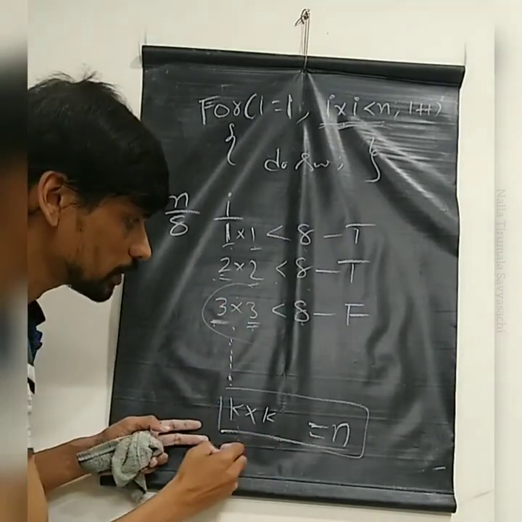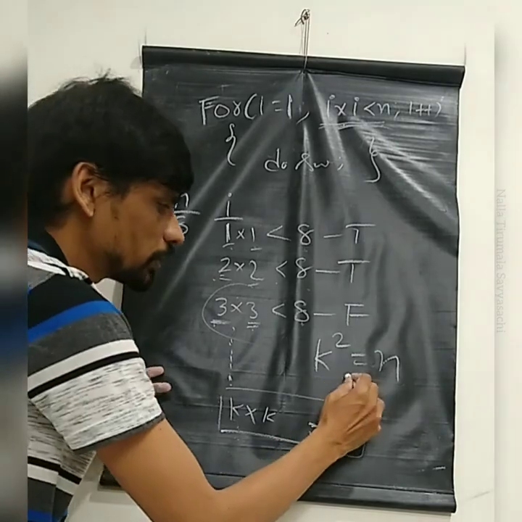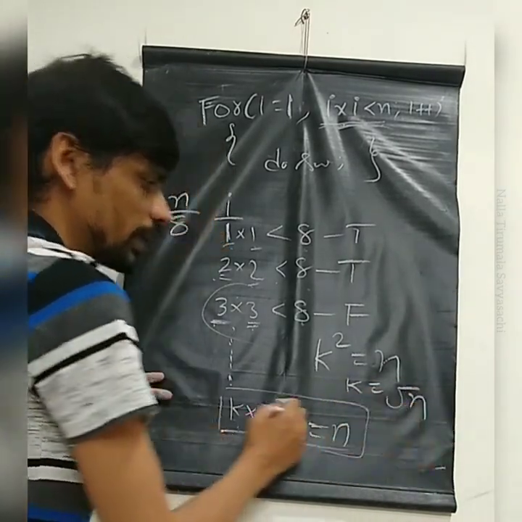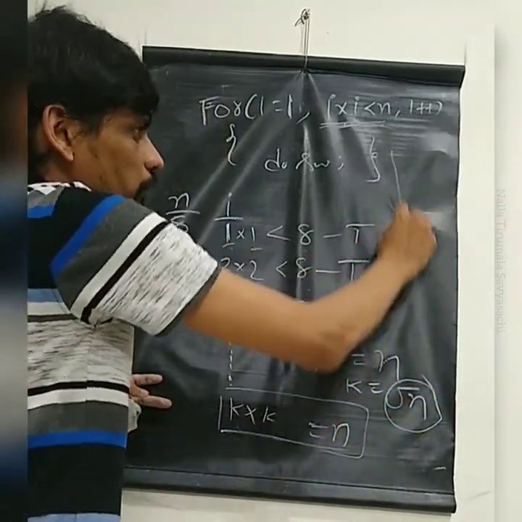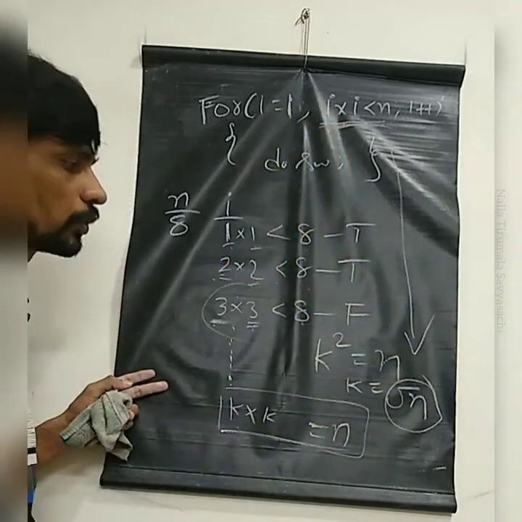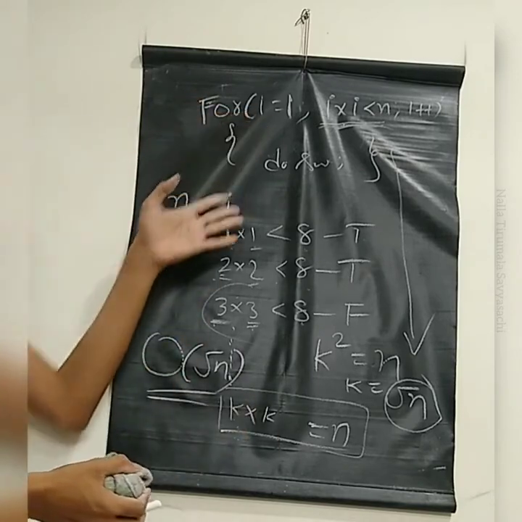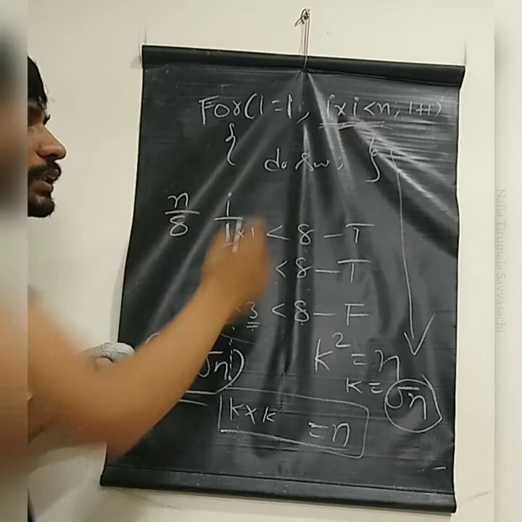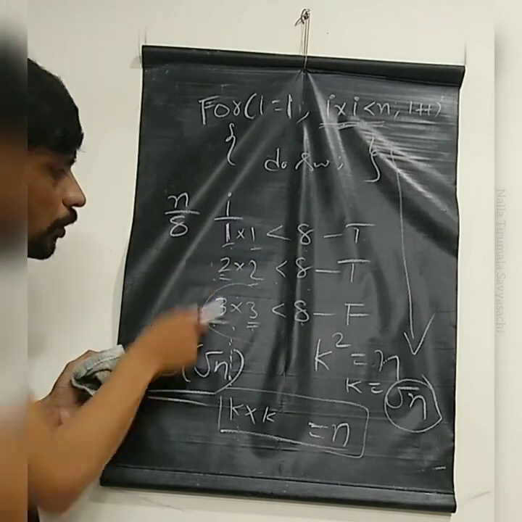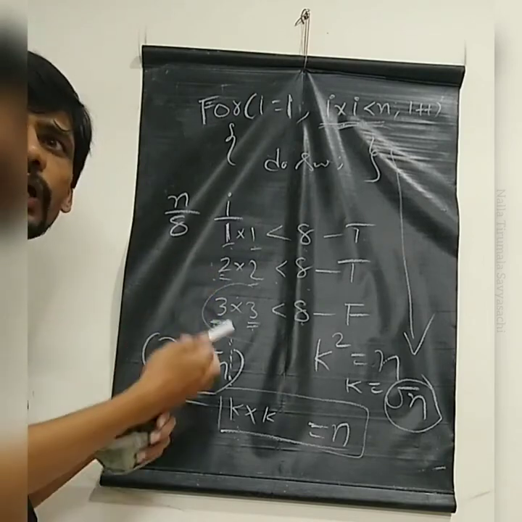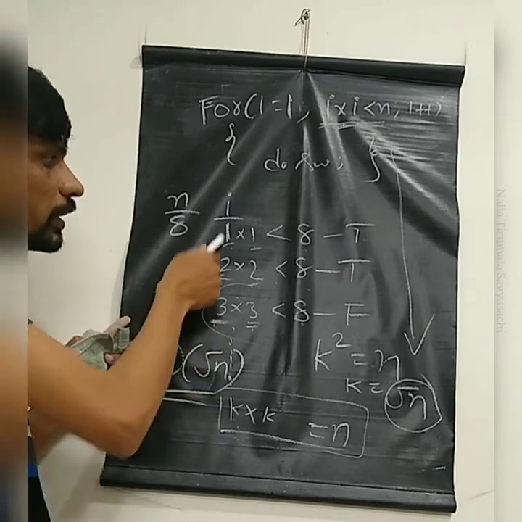So this can be represented as k square equals n, right? So k equals root n. So root n is the execution complexity of this for loop. This can be big O of root n, right? I hope you understood. Our focus should always be on our condition. How do we break this condition? How many times? What is the pattern, how we are doing the math? That is important.